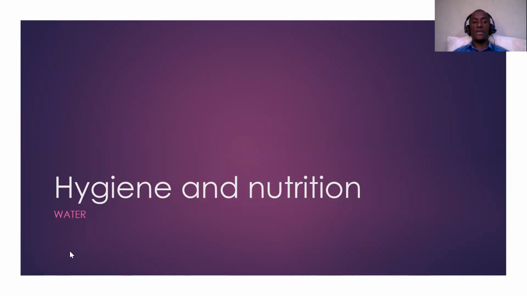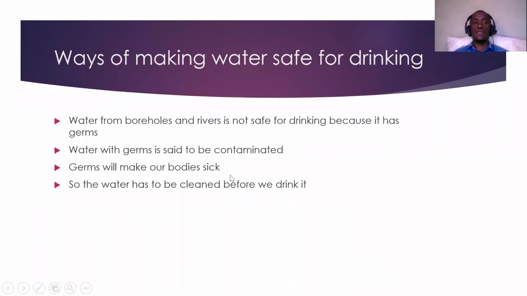So pupils, in our lesson today, we will be looking at ways in which we can make water safe for drinking. The water that you use at home, maybe water from a borehole, or maybe you get water from rivers, or maybe from a lake. That water is not safe for drinking because it has got germs.